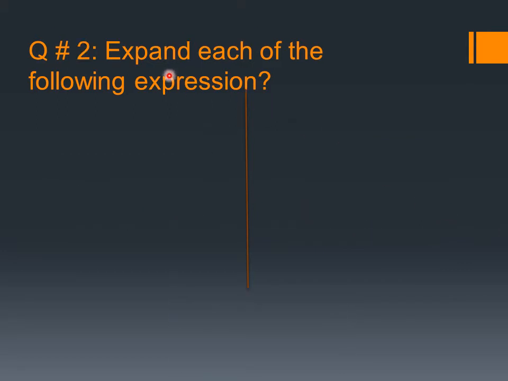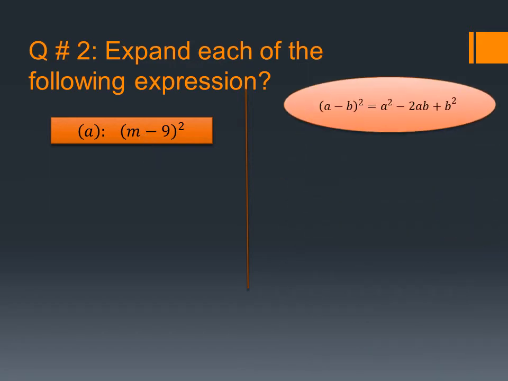Coming to the second question. The question is same, expand each of the following expression. Again we are going to do the expansion, which means we are going to open up the bracket. First question is m minus 9 whole square. The question is of the same type as the previous one, but in the previous question we were having plus sign here, but now we are having minus sign. So we will apply the formula of perfect square but with a negative sign.